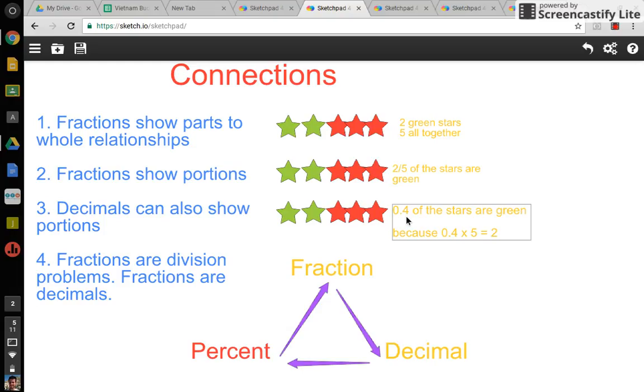So there's a connection between decimals and fractions. Fractions are decimals, decimals are fractions. And you can see down here in my little chart that this connection also extends to percents. So fractions are decimals, and decimals are also percents. They are all part of a triangle.